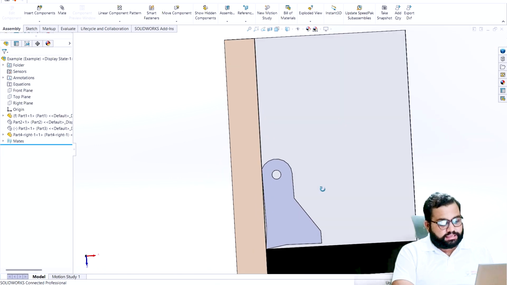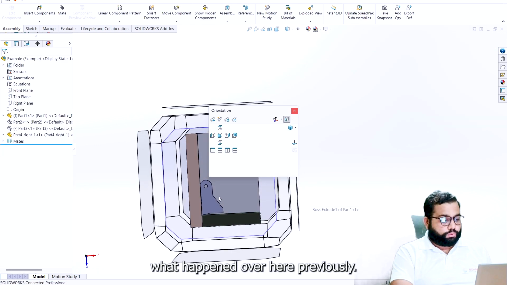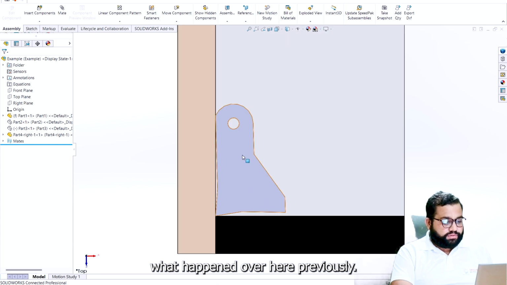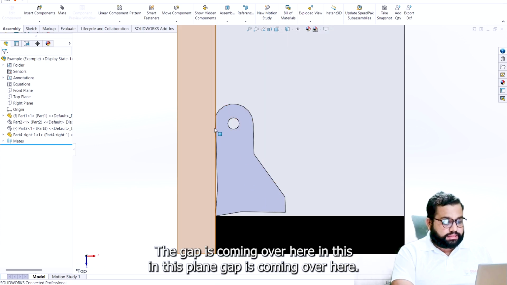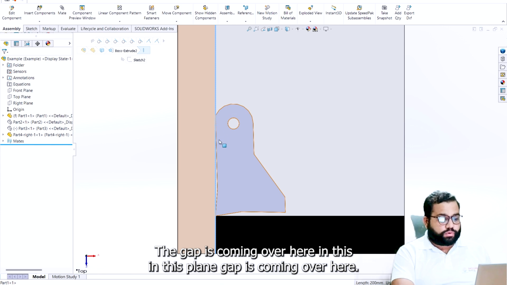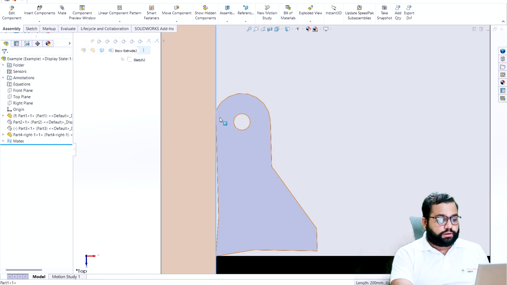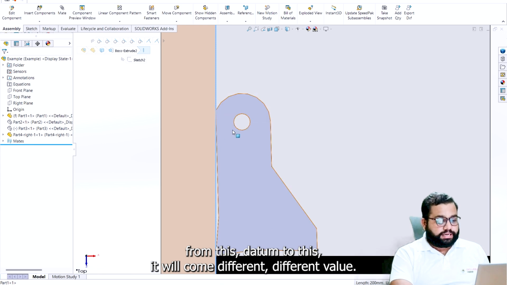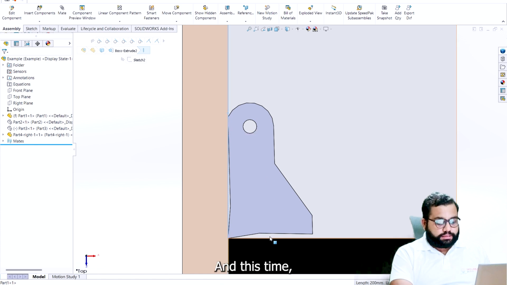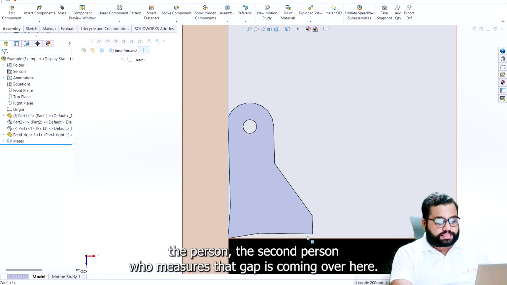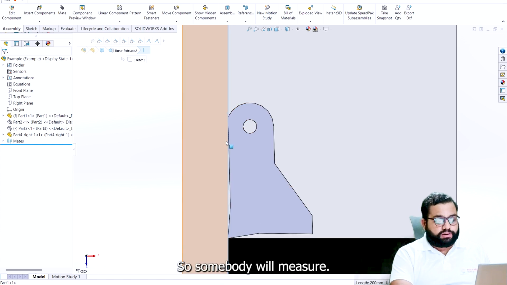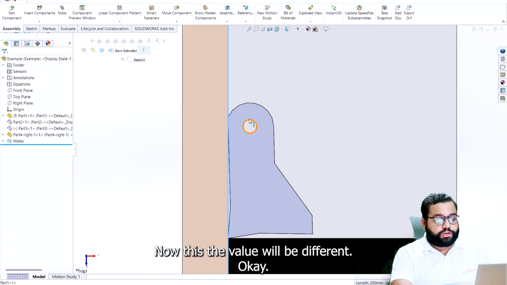Now you can see what happened over here. Previously the gap is coming over here in this plane. So the hole, if somebody measures this hole from this datum to this, it will come to a different value. And this time the second person who measures, the gap is coming over here. Okay, so somebody will measure now, this value will be different.